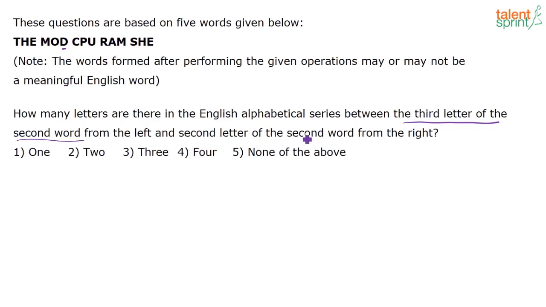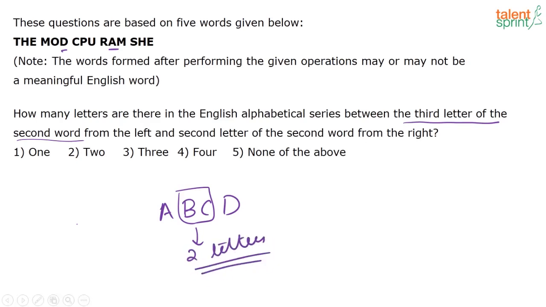And what is the second letter of the second word? It's going to be A, correct? So we are looking at D and A. Now the question is, how many letters are there between these two in the English alphabetical series? If you take A, B, C, D, correct? This is the English alphabetical series. So how many letters are there between A and D? There are going to be 2 letters, correct? 2 letters between A and D. So the answer for this question is option 2. A lot of you have given me the answer as 1 or 3. For those of you who gave me that answer, I hope my explanation was clear to you. Let's move on to the next question.